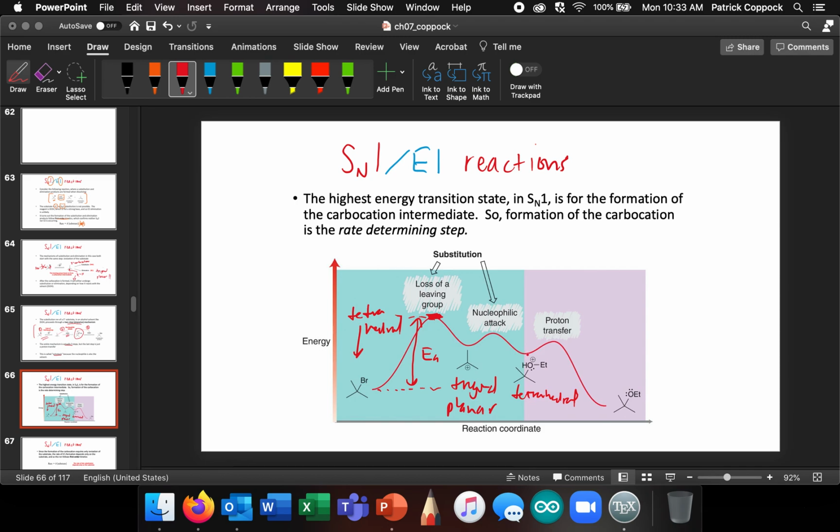And after this, this is essentially an acid-base reaction. I think you recognize that. Okay? So since the highest energy transition state is this formation right here, that is the rate determining step. This step here is the rate determining step.